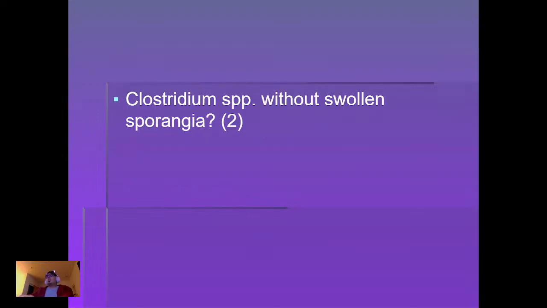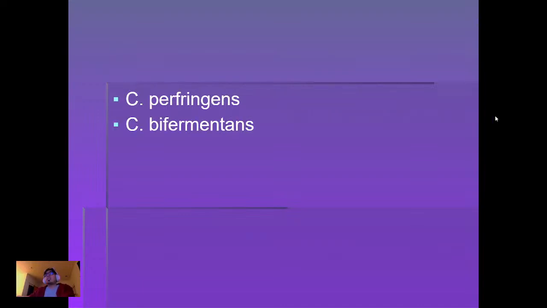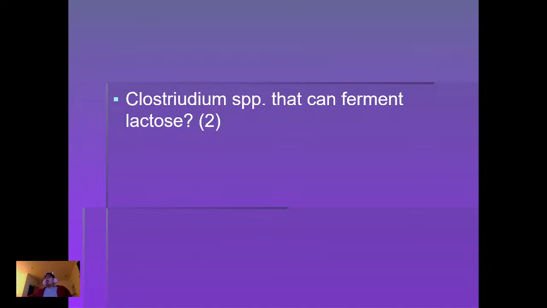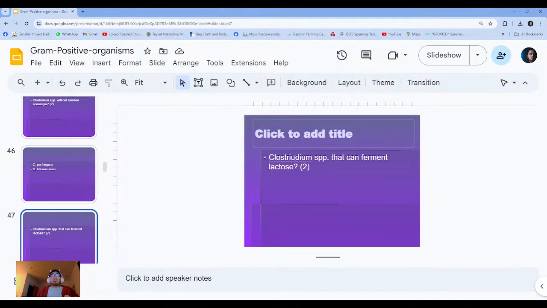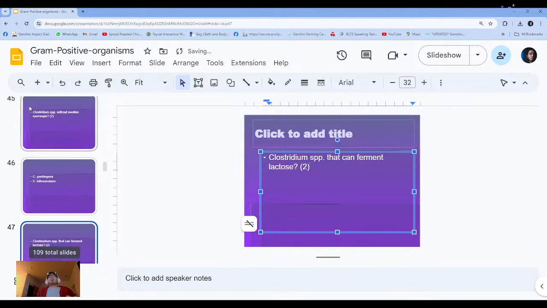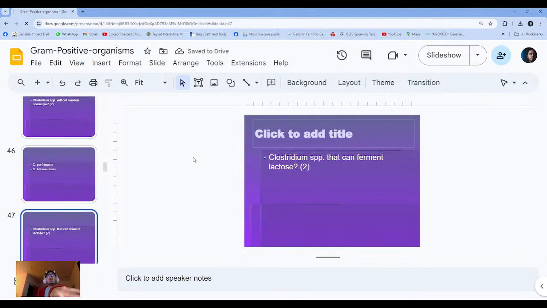Now, please don't forget that there is a sporangia, a sporulating body, for Clostridium species. But there are only 2 organisms under this one that don't have it: Clostridium perfringens and Clostridium bifermentans. And then, because we're talking about the general characteristics of Clostridium, next slide na tayo.